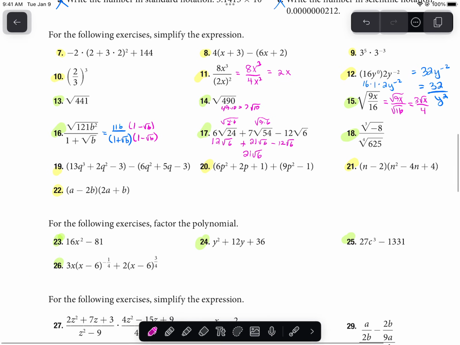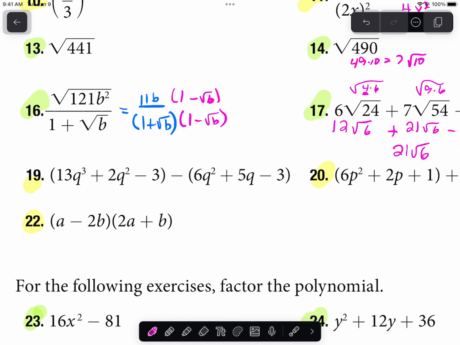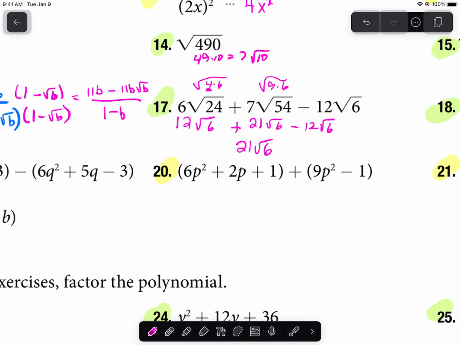We started 16 a little bit yesterday, but let me show you what your final answer would be. You would distribute the 11b on top. You would get 11b minus 11b, just set that in front of the square root of b. And then on the bottom, when you go to FOIL that, remember, you're going to be distributing. Because it ends up being the difference of squares, you get 1 minus b. Now, we did that conjugate multiplication. Our goal was specifically to get rid of the square root in our denominator, and that's exactly what happened. Okay, and then 17, we did that one yesterday, so that one's there.